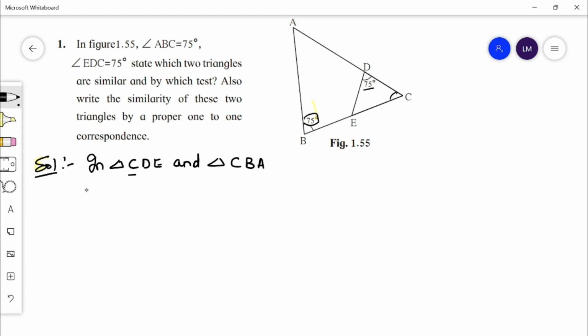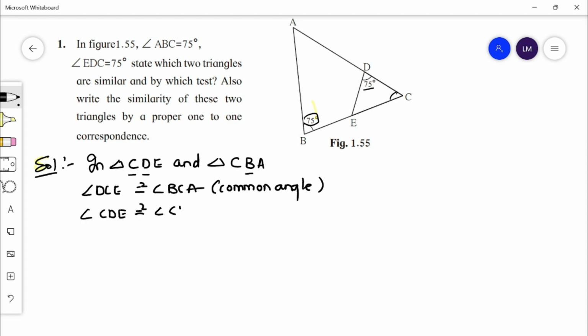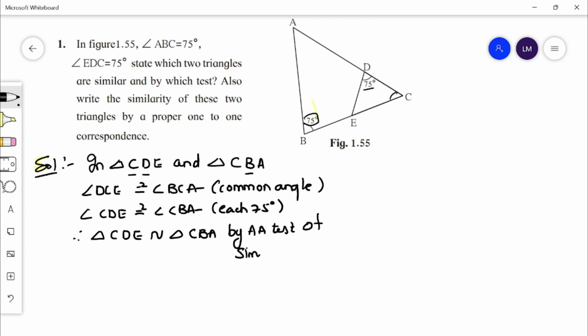So first we'll write the common angle, that means angle DCE is congruent to angle BCA. Reason: common angle. Next we will take the D angle. So D is congruent to B, so angle CDE is congruent to angle CBA. Reason: each 75 degrees. Therefore, triangle CDE is similar to triangle CBA by the AA test of similarity.